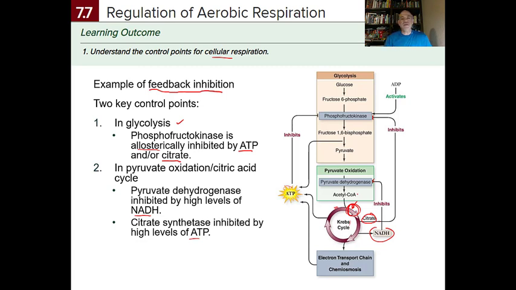So that's all negative feedback inhibition, and it's due to the enzymes being inhibited by the accumulation of these products in the process.